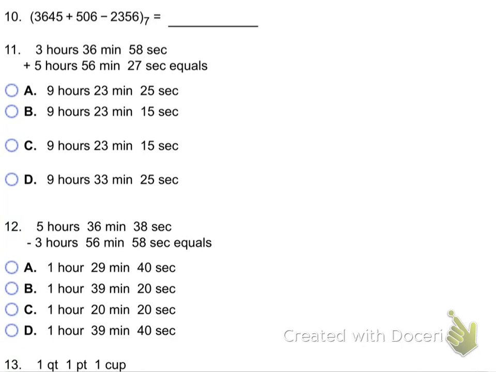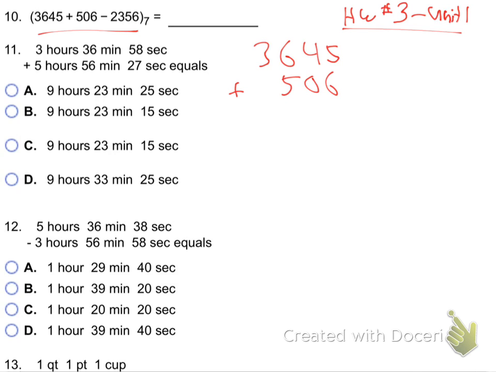Okay, so here's homework number 3. It's homework number 3 from Unit 1. And I'm going to show you how to do number 10 here. So 3, 6, 4, 5, and 5, 0, 6. So let's do just these first two. We'll just add them up here.